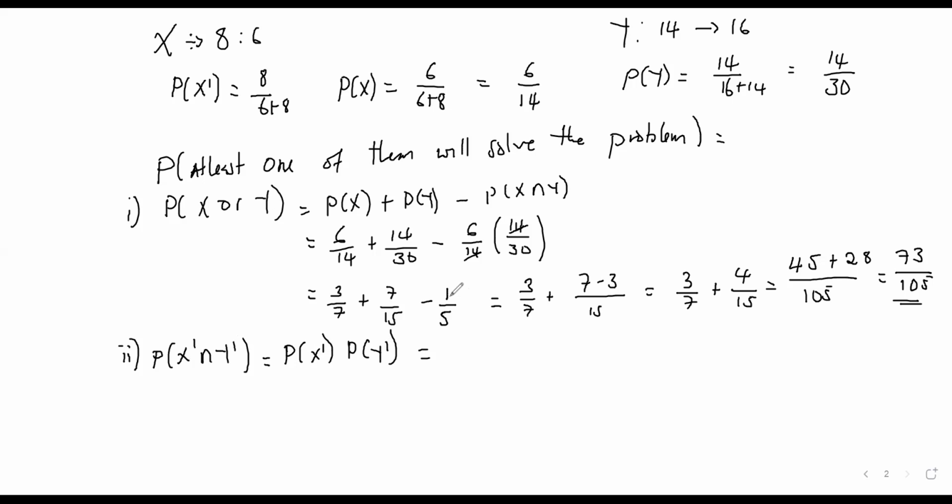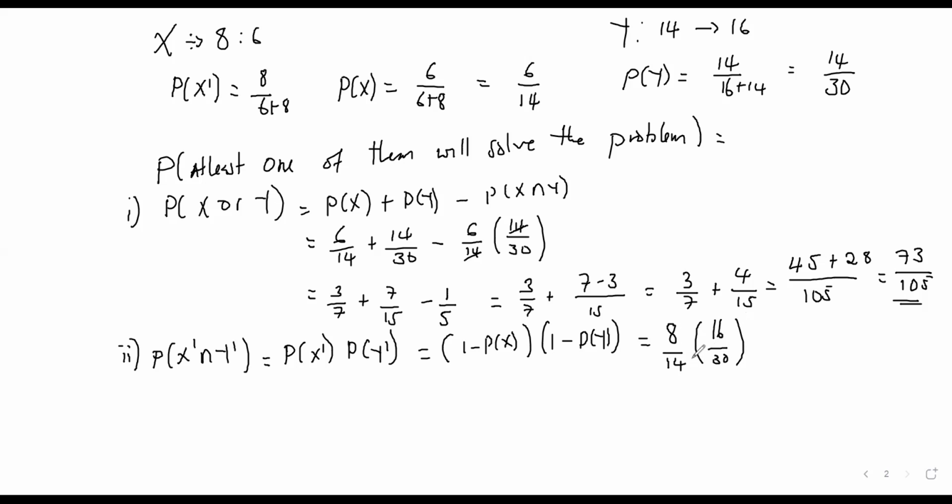Remember, if X and Y are independent, then X complement and Y complement are also independent. So now, if I know the probability of X, obviously I can also know the probability of their complements. So the easiest way is to say 1 minus probability of X and 1 minus probability of Y, which is 8 over 14 multiplied by 16 over 30, just the opposite.